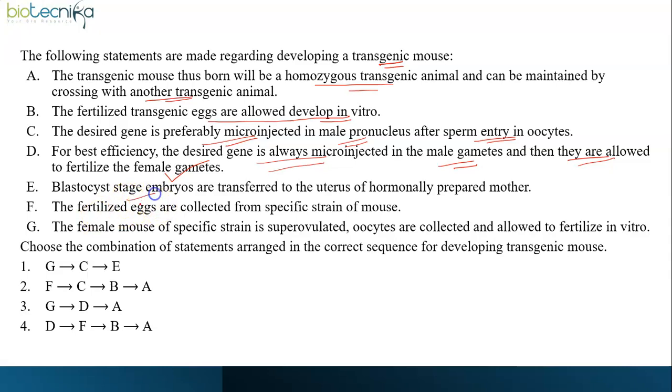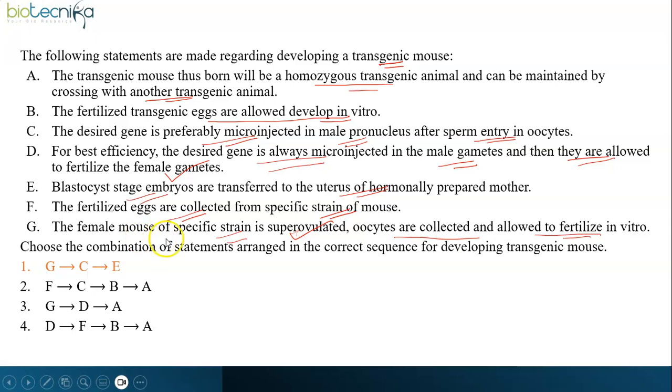Blastocyst stage embryos are transferred to the uterus of a hormonally prepared mother. The fertilized eggs are collected from specific strains of mouse. The female mouse of a specific strain is superovulated and oocytes are collected and allowed to fertilize under in vitro condition. Now, in this case, you have to identify the correct sequence through which a transgenic mouse has to be generated. So the correct answer here is G, C and E.